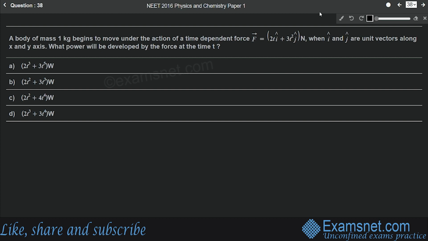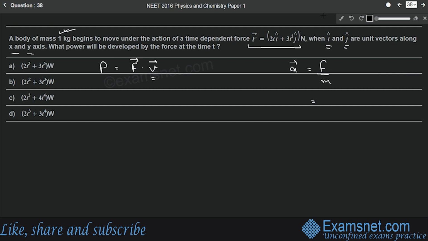Question number 38 is from the chapter Work, Energy and Power, and the question is, a body of mass 1 kg begins to move under the action of a time dependent force vector F equals 2t i cap plus 3t square j cap Newton, where i cap and j cap are unit vectors along x and y axis. What power will be developed by the force at the time t? Okay, so power is equal to vector F dot vector v. Okay, this will be your instantaneous power. So for that we need to find the velocity, but velocity is not given. Okay, so first we'll find the acceleration. So acceleration is equal to force divided by mass.